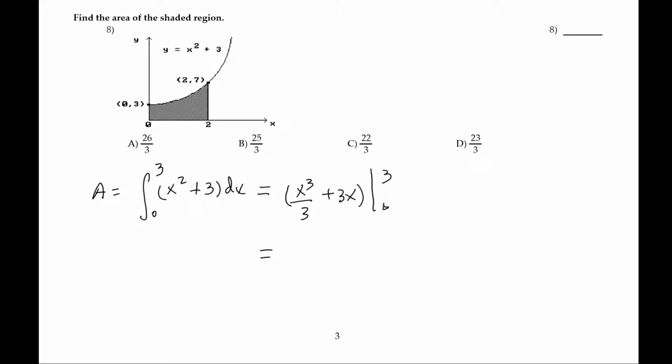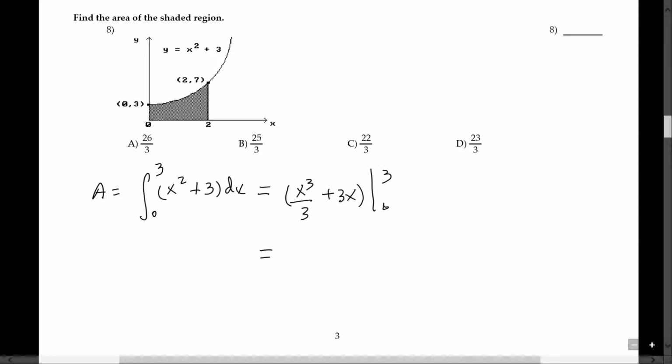I'm sorry, 0 and 2. Have to put the correct upper limit. And of course we get 8/3 plus 6 is equal to 26/3, which is answer A. For version 2, it would be B.